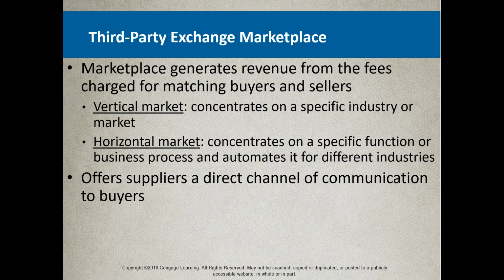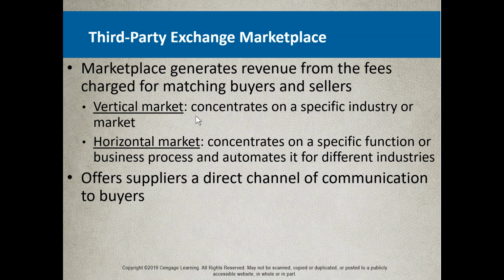Very, very specific. So that's an example of a vertical market or third-party exchange marketplace, where it's a company that has an online car auction site. And the reason they call it vertical is because it only sells vehicles. It doesn't sell refrigerators or anything else. It just sells automobiles or vehicles. Very, very vertical. Concentrates on a specific marketplace.